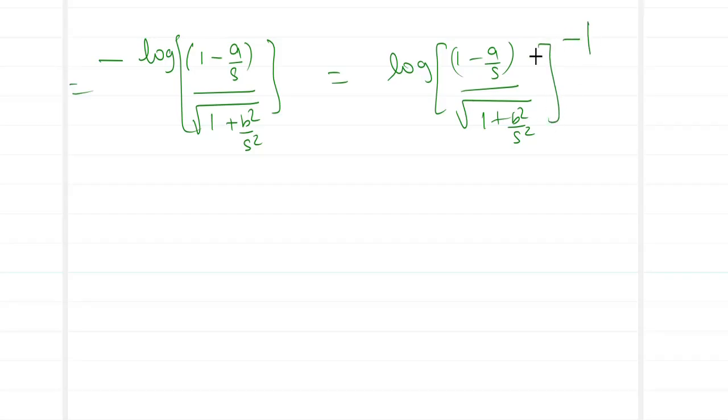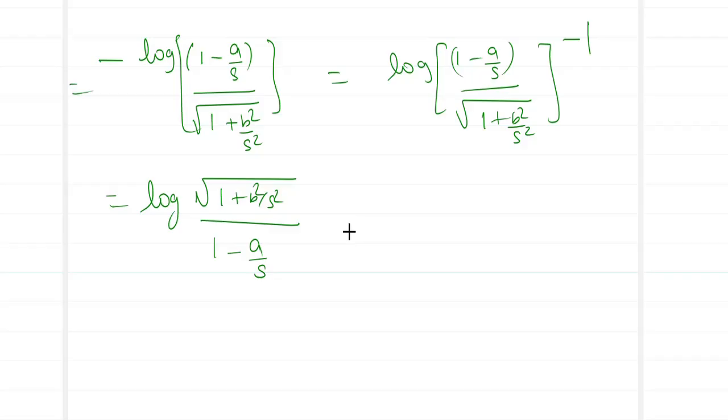What will this minus 1 do? It will flip my data. So this gives me the final answer as log of root over 1 plus b square by s square divided by 1 minus a by s. I can further simplify this as log of root over s square plus b square divided by s minus a.